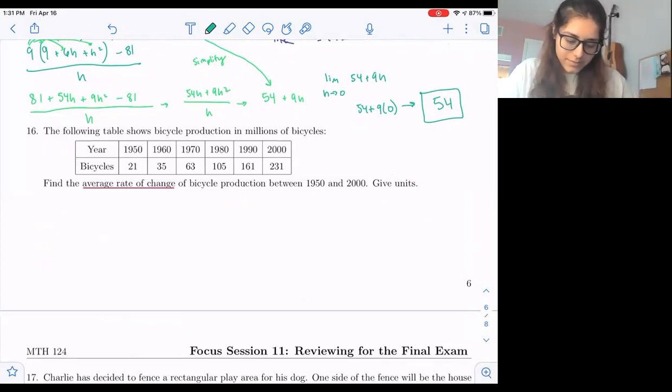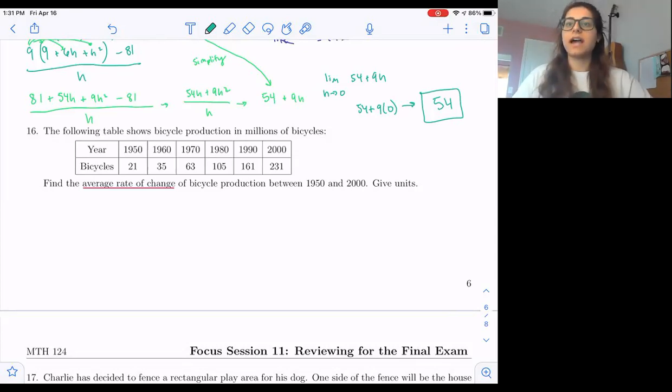The following table shows bicycle production in millions of bicycles. Find their average rate of change between 1950 and 2000 and give units. Remember, average rate of change is different from instantaneous rate of change. Average rate of change is kind of like our secant line between 2 points. Instantaneous rate of change is more correlated with the derivative, so the exact rate of change at a certain point, otherwise known as our tangent line. So secant line is kind of like average rate of change. Tangent line is more instantaneous rate of change.